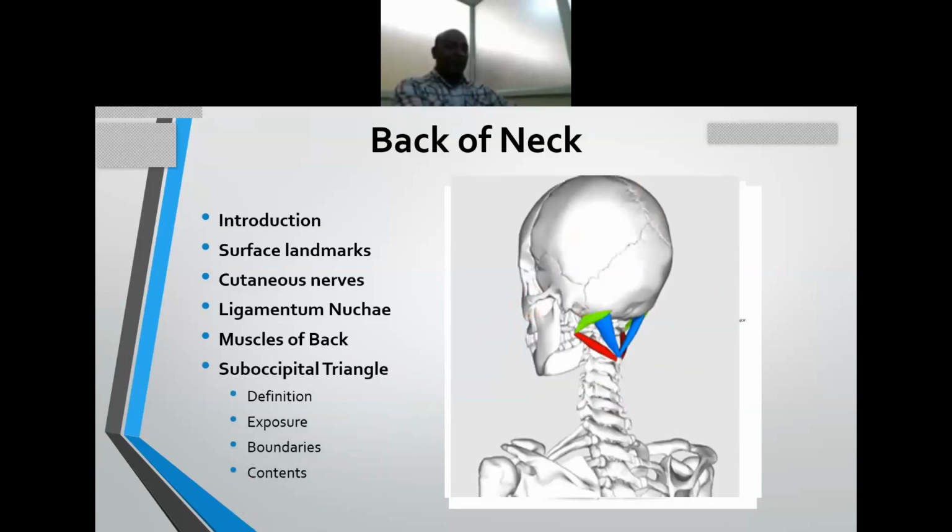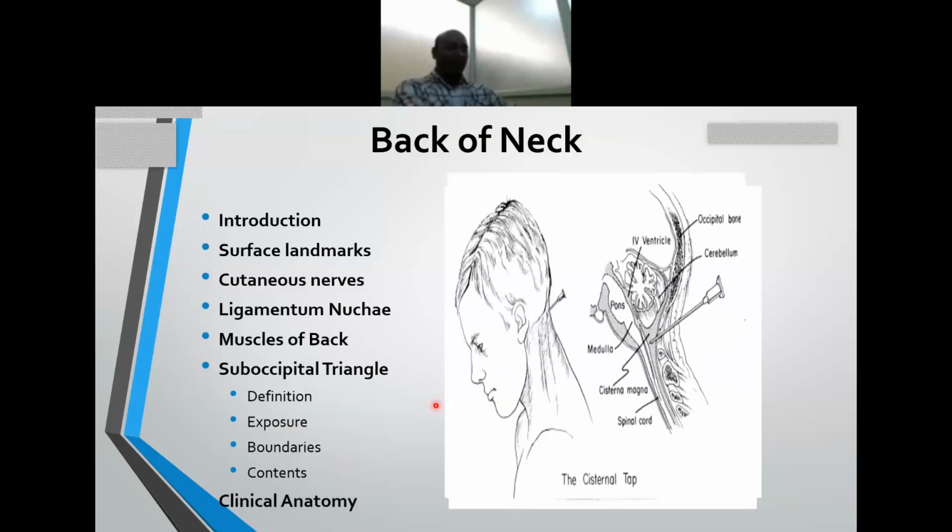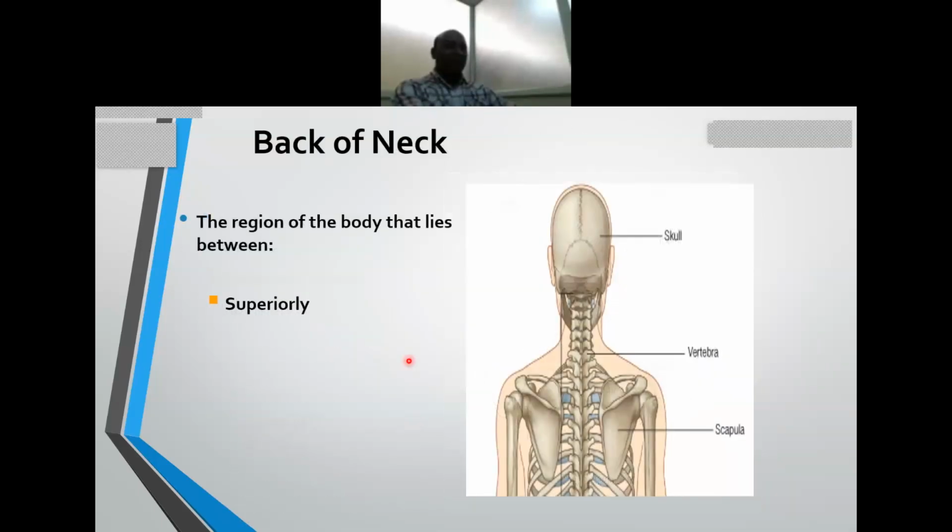and we'll also see the suboccipital triangle. What is it? Where is it located? And what is the definition? How to reach the suboccipital triangle? Then the boundaries and contents. Okay, so these are the headings under which we will discuss today's topic, and probably lastly we will also see some of the important clinical aspects.